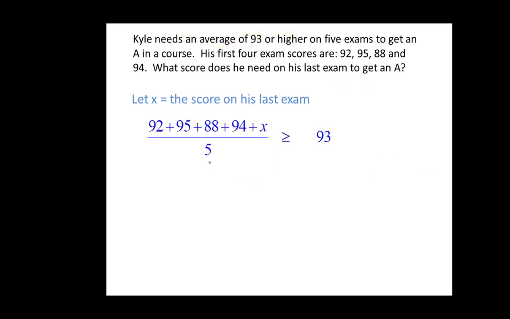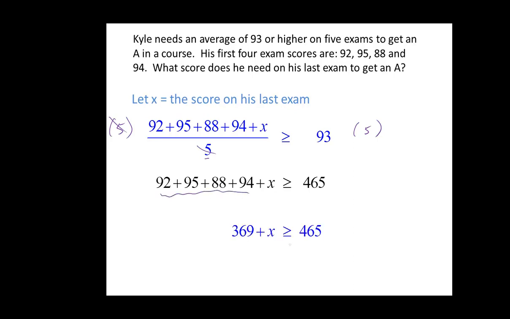Since we have a 5 in the denominator, we'll multiply both sides by 5. That way on the left side we get left with just the numerator, and on the right side we're going to need to multiply 5 times 93. There we go. And now continuing, I need to add these numbers together. That adds up to 369. So I have 369 plus X is greater than or equal to 465.